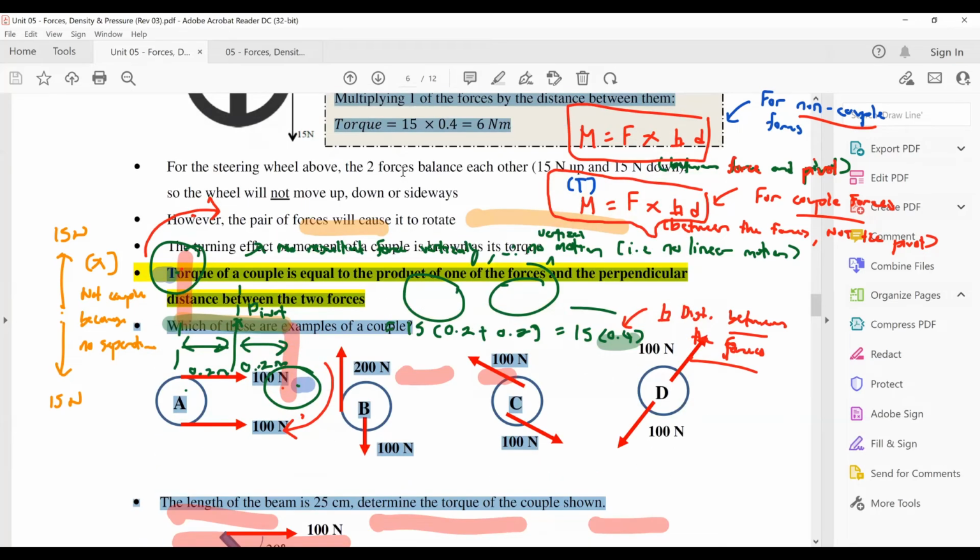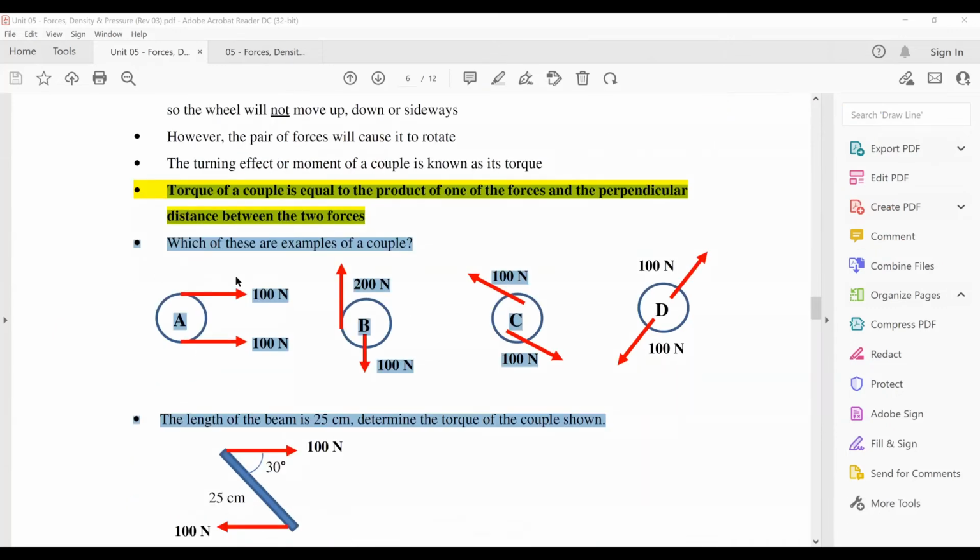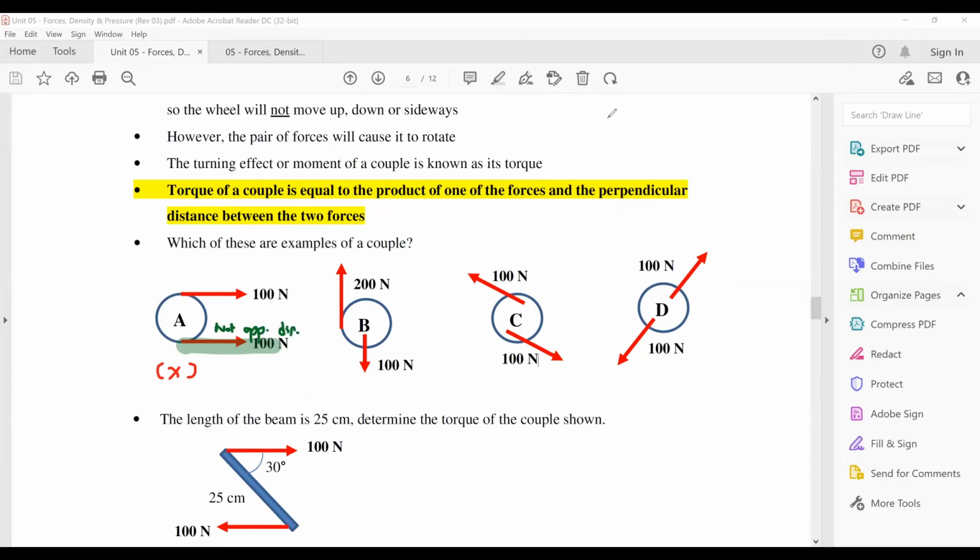Then you look at the diagram below here. Let me just clear all the diagram. Now, which of these examples here are a couple? A is not a couple. Why? What's wrong with this diagram? It's because this one is not opposite direction. How about B?